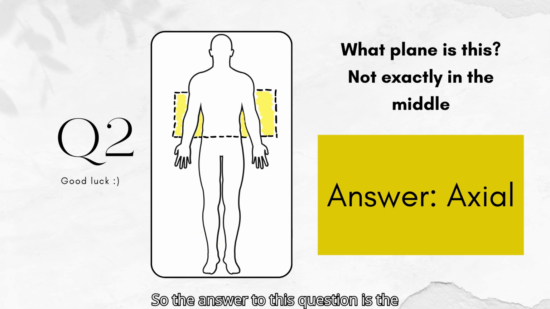So the answer to this question is the axial plane, because as we've reviewed, planes that divide the body into top and bottom are called axial planes, and then if it was exactly in the middle, this would be called a transverse, mid-transverse, or mid-axial plane.